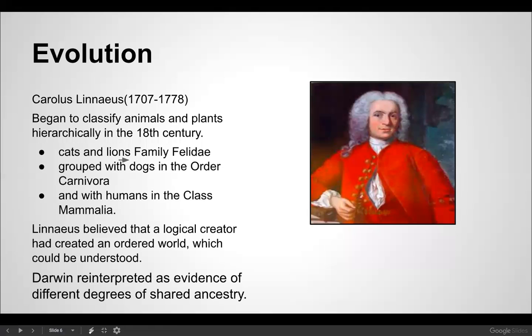Then we had Linnaeus. We heard about him earlier with classification, but he began to classify animals and plants hierarchically in the 18th century. Cats and lions belonged to a particular family, the felines, grouped with dogs in the order carnivores, and they also were grouped in the class Mammalia. Linnaeus believed that a logical creator had created an ordered world which could be understood. Darwin reinterpreted this as evidence of different degrees of shared ancestry.